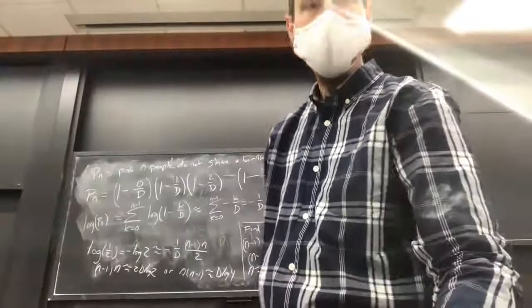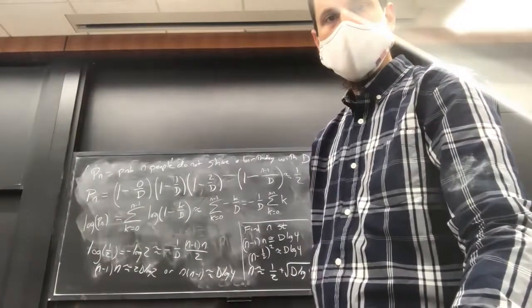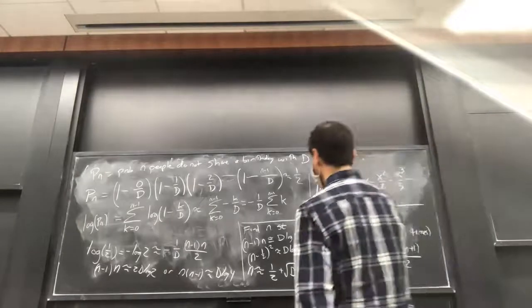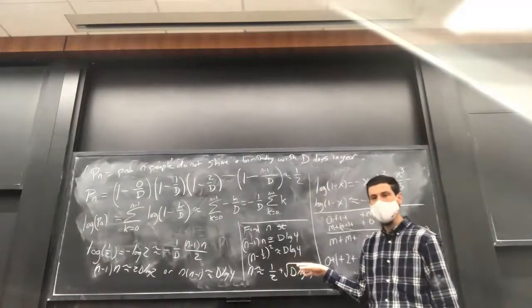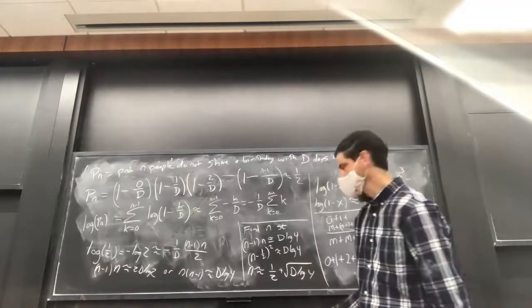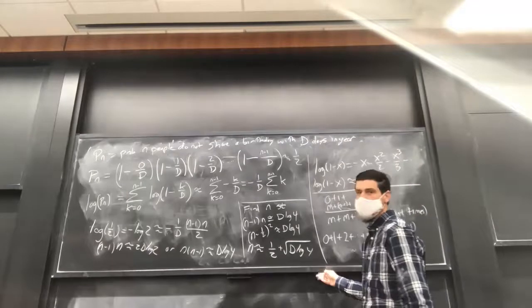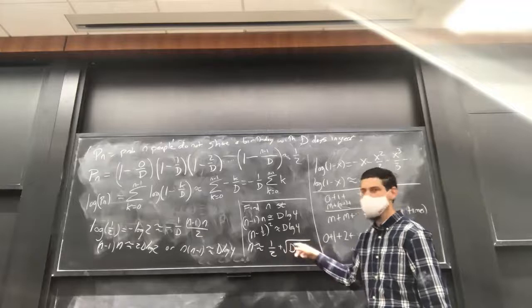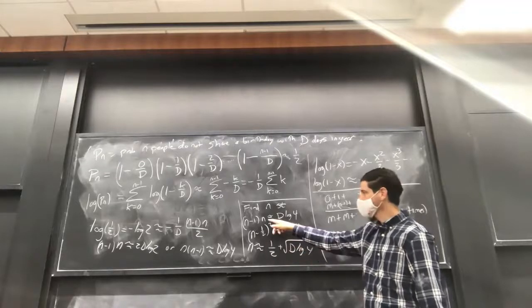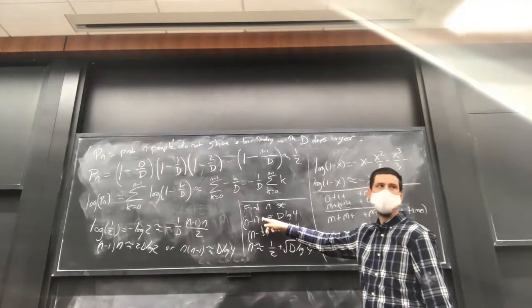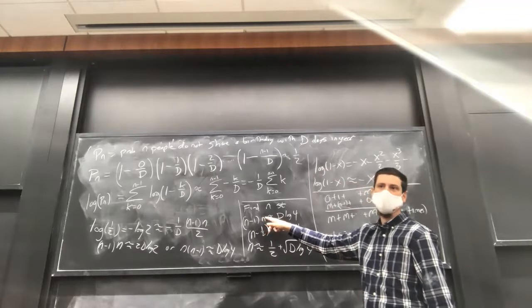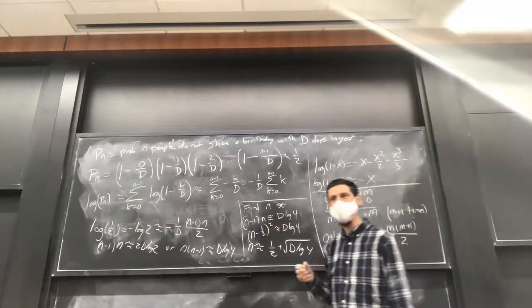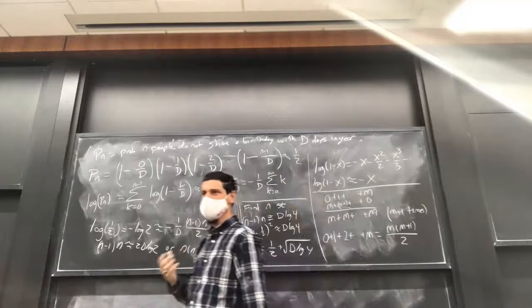If you take d equals 365, what we get is 22.9944 if we use this approximation. If we solve the quadratic using this, we get 22.9999. All right, so we're differing by about 0.006 days.